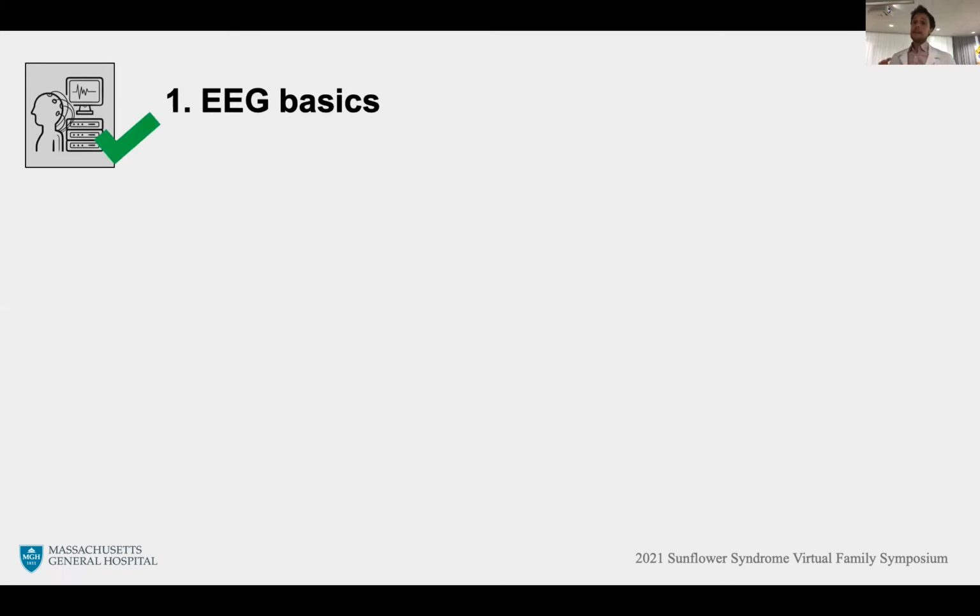So this is the EEG basics. I hope it was kind of clear. The most important thing is that when you talk about a normal EEG versus epilepsy on the EEG, you typically see a spike and a wave.